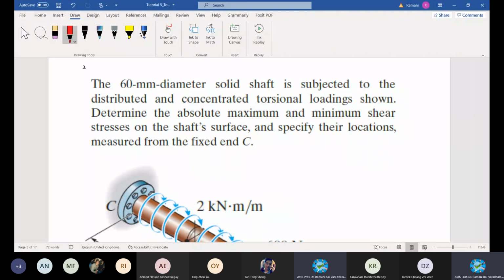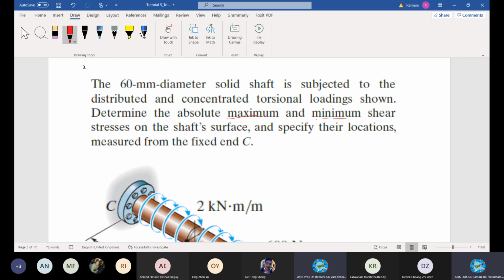So far we solved for a point moment for different sections. One is a section at a point, another is for a whole section like A, B and B, C. This time you're going to solve for two different types of moments: one is distributed, another is concentrated or point torsional moments. Determine the absolute maximum and minimum shear stress. Whenever they ask maximum, minimum, whatever value you're calculating should be maximum. The formula holds good for maximum value.